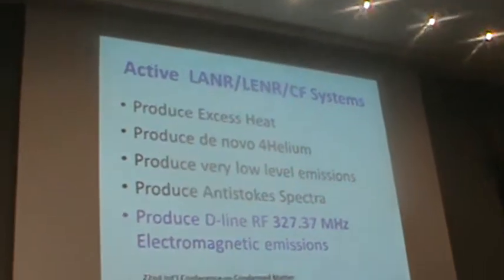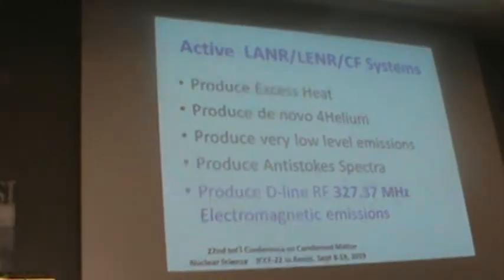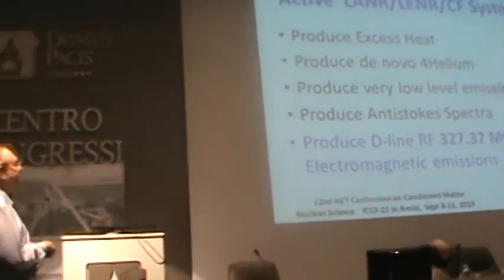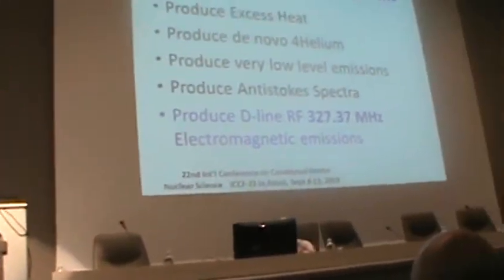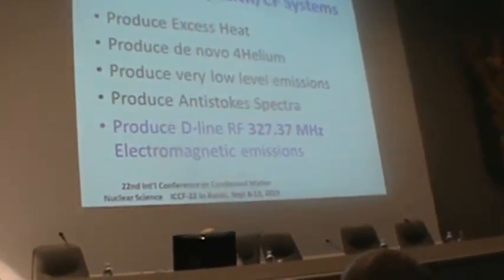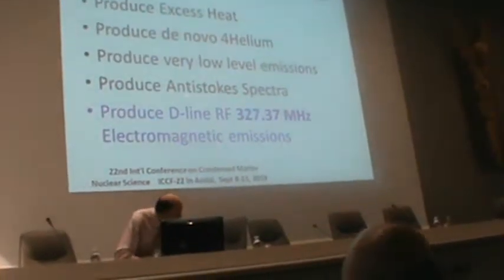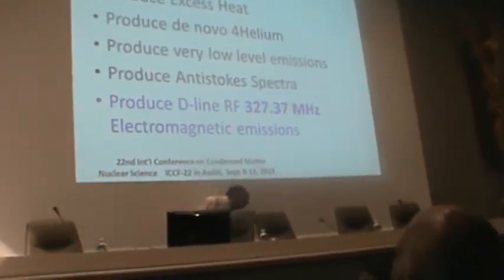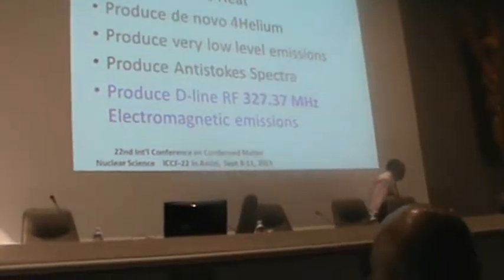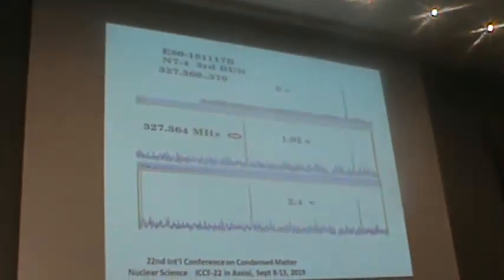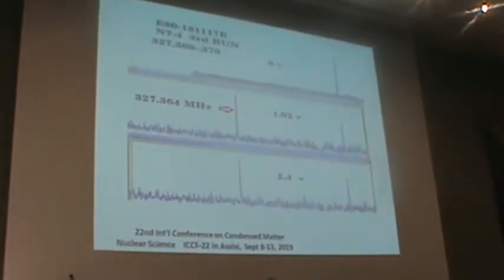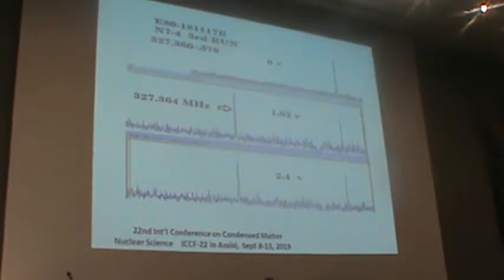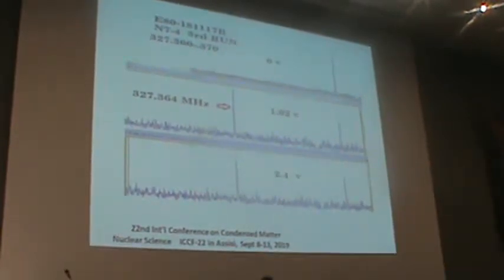So I'm going to just review a few of the slides from last time just to redo it. Cold fusion systems have excess heat, no helium, low-level emissions. We've shown anti-Stokes spectra, and now we see deuterium line emission as well. And here is one of them that I showed you, and what I will show you shortly is that by increasing the applied electric potential, these separate into sidebands. And the sidebands may be revealing structure.